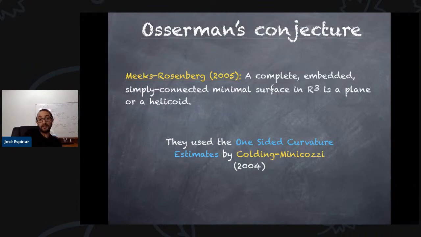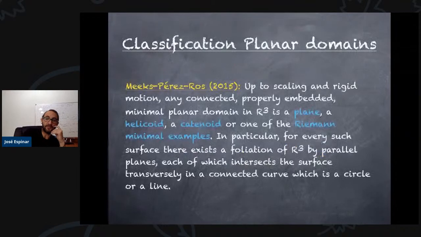And later, using this one-sided curvature estimate and many other techniques, in a really difficult paper too, by Meeks, Perez, and Ros, another amazing paper, they were able to classify all the planar domains. What does a planar domain mean? The topology of the surface is a plane with points removed, probably an infinite number, okay? They were able to prove that the only properly embedded examples with this topology have to be this list of examples that we have seen: the plane, the helicoid, the catenoid, or the Riemann examples. They are all foliated by lines or circles. So that's a beautiful classification result for minimal surfaces.